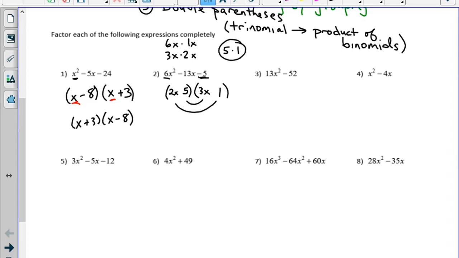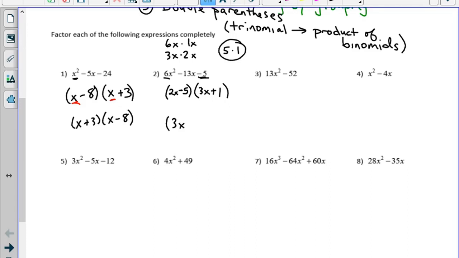I just have to make sure that everything is put in proper spots. So if I put a minus there and a plus here, that ends up working out. So I have 2x minus 5 times 3x plus 1, and I end up with the right answer.